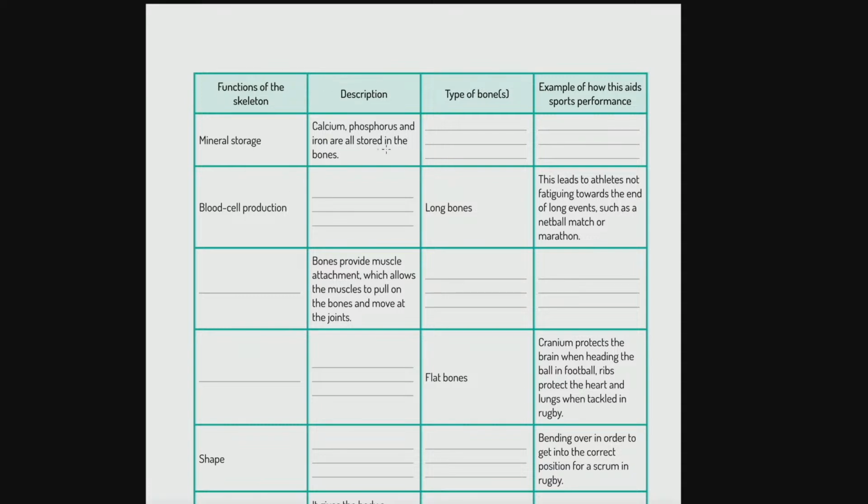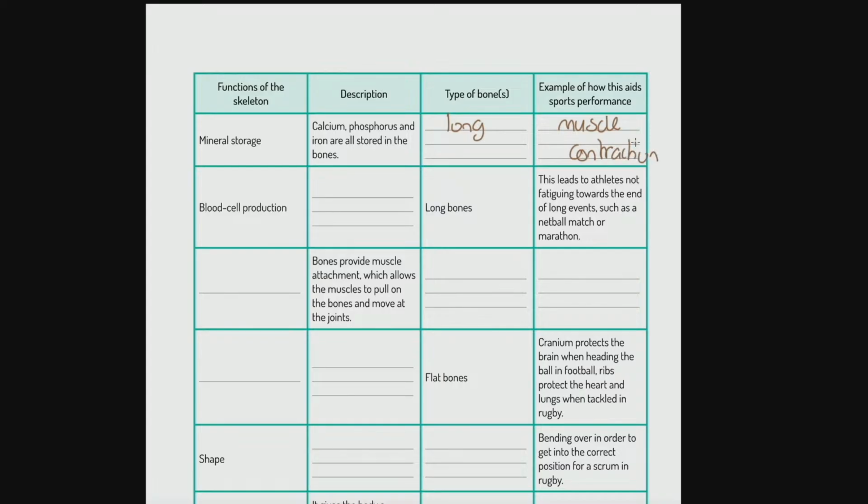Calcium, phosphorus and iron are all stored in the what bones? Well, particularly the long bones. You could have put flat here as well, and we're going to say that this is important for, let's say, muscle contraction, especially phosphorus in there.